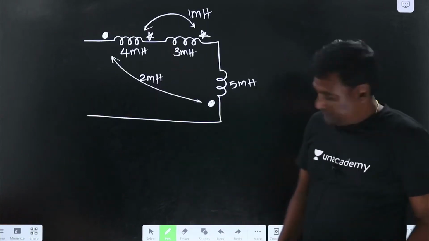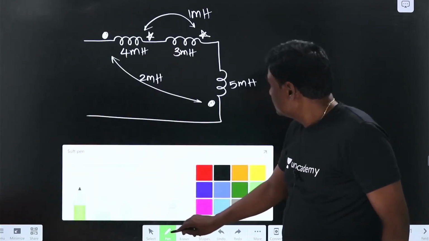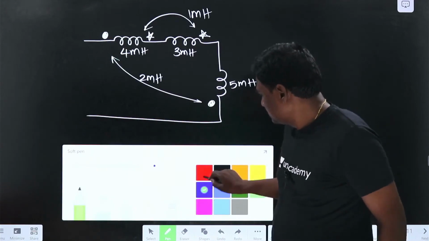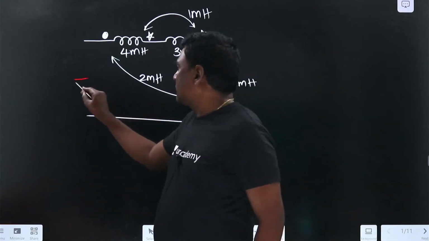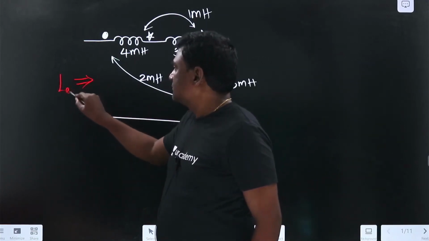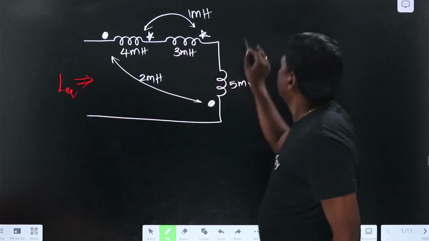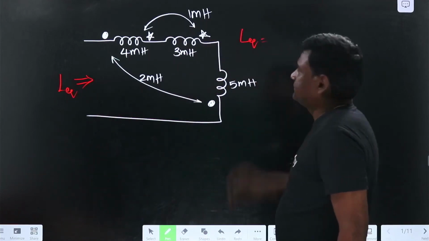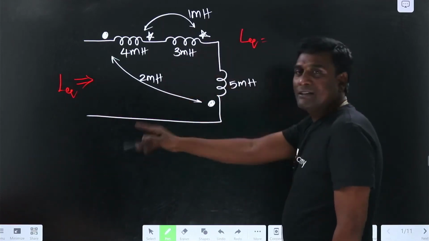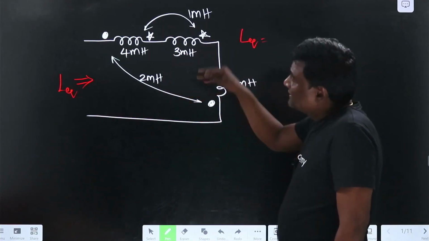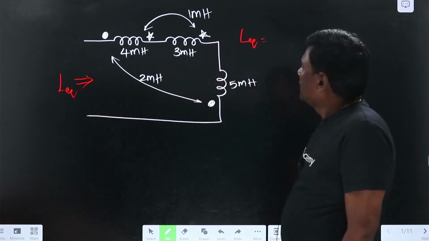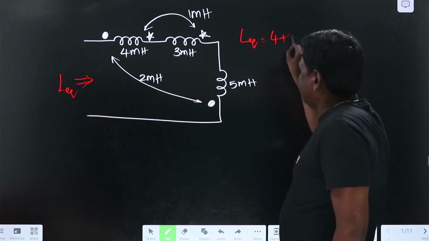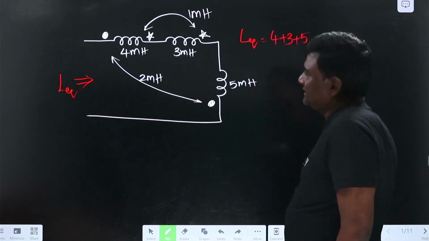Now check this question. L equivalent has to be found across these two. So L equivalent is going to be, first of all, three inductances connected in series. Okay, we will see about the mutual inductance later. So first of all, let us go ahead with the self: 4 plus 3 plus 5 self.